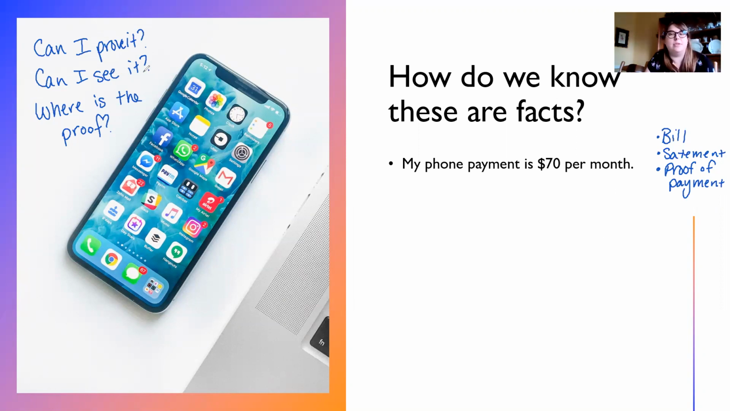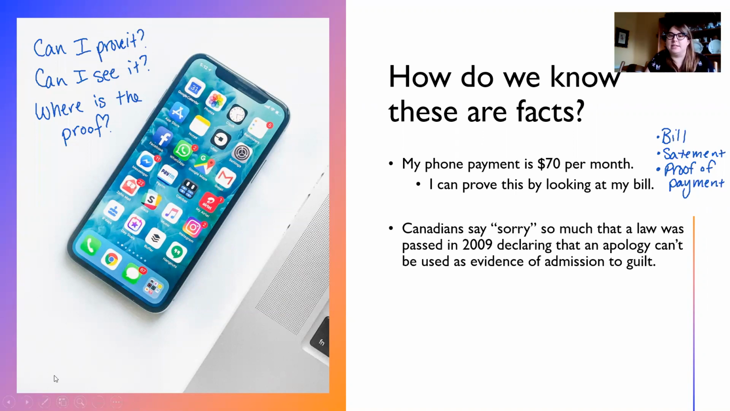I guess that might count, but I don't think this one is a really good question. Where is the proof? Well, the proof is in my bill, it's in my statement, and it's in my proof of payment there. So what we're trying to say here is that I can prove it. I can prove this by looking at my bill, which makes it a fact.